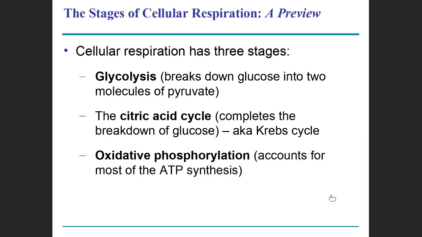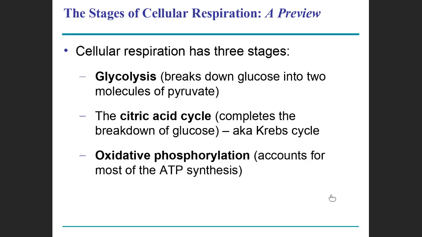I prefer the Krebs cycle, named after the scientists that helped to figure it all out. But the citric acid cycle used to also be called the tricarboxylic acid cycle, or just the Krebs cycle, but I like using Krebs, so the scientist gets the credit. And then we have oxidative phosphorylation, along with the electron transport chain. And that's where the majority of ATP gets made at the very end of the process.